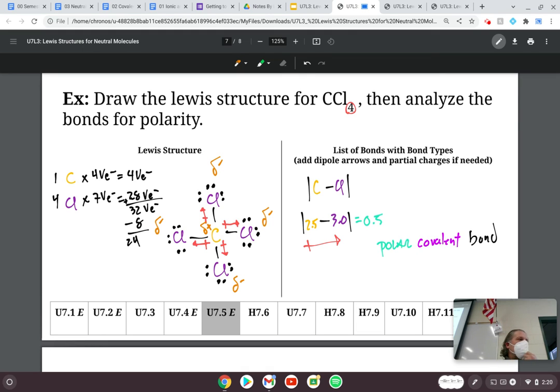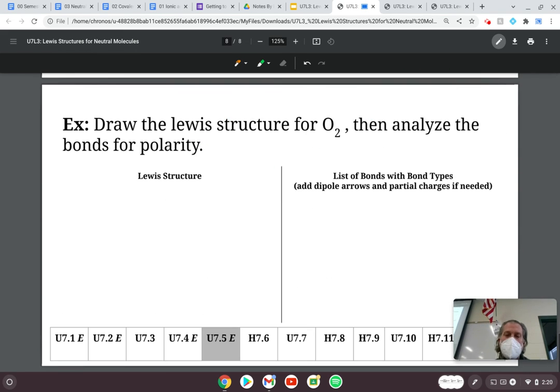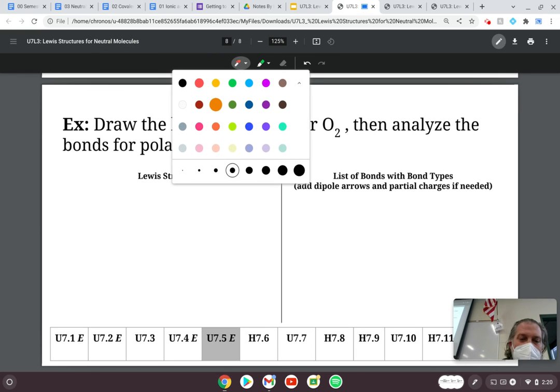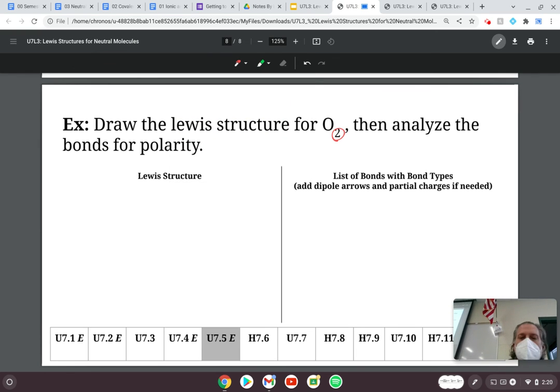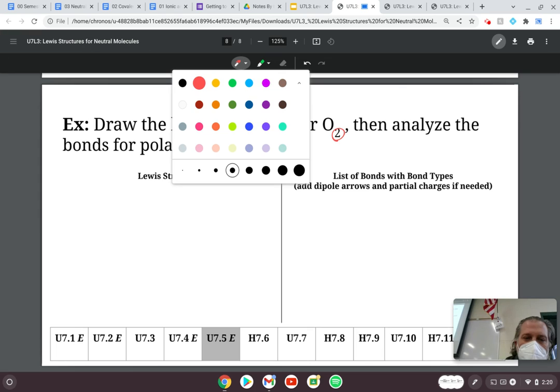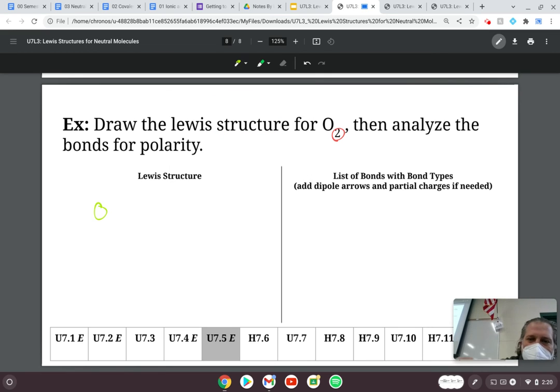Now you got one more wrinkle to throw at you. One more example. The next example is, what do you do if you don't have enough electrons? I'm going to show you. So here we got the O2. It's oxygen, right? And there's two of them. So I'm going to draw oxygen.